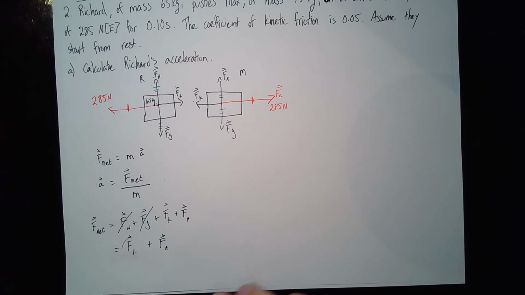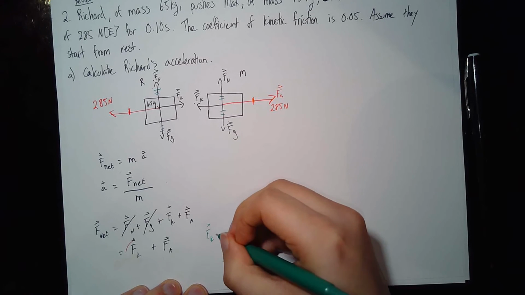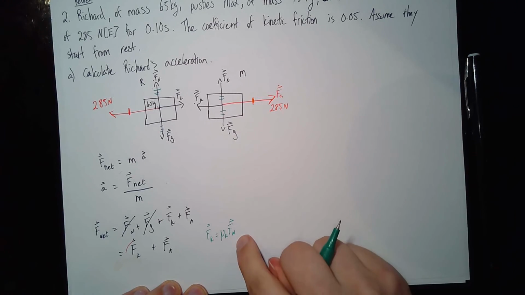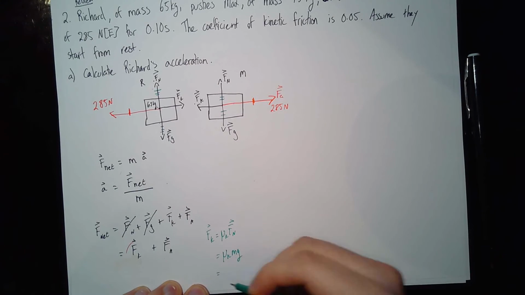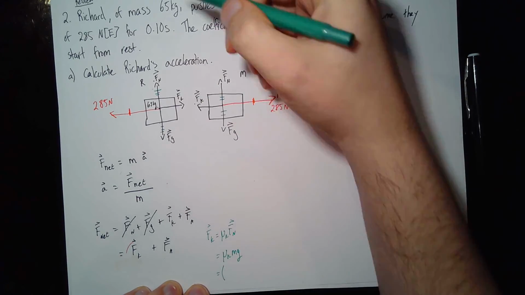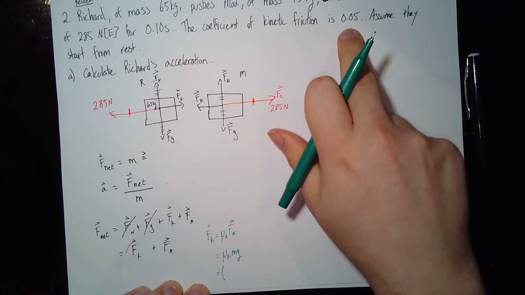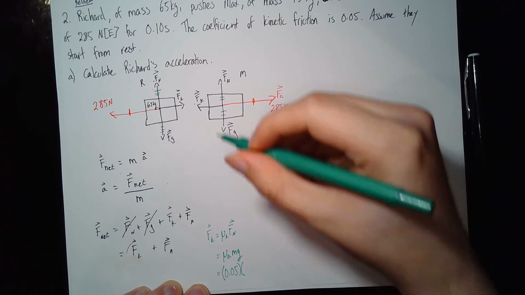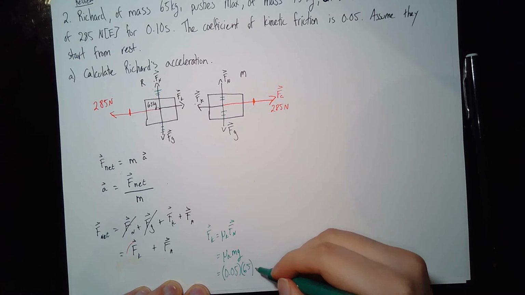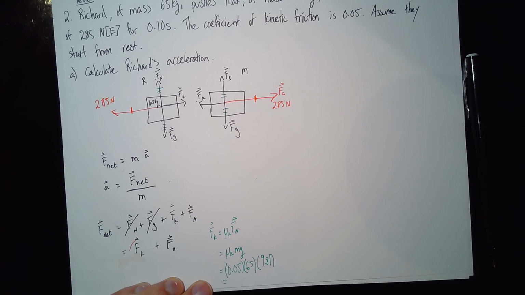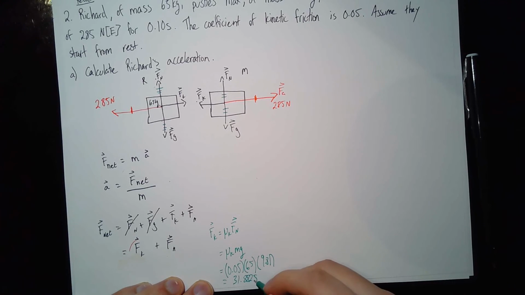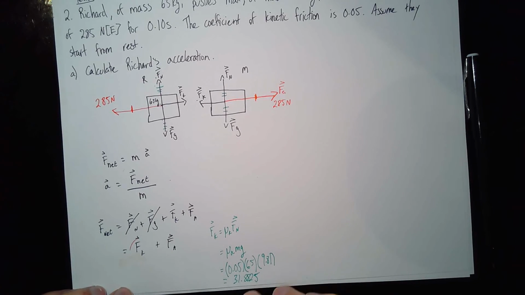And the force of kinetic friction, as usual, is going to be equal to mu k times the normal force. And we know that the normal force is equal to mg in this case. So this is going to be equal to mu k mg. And so now we just really have to put our numbers in. So mu k is 0.05. Our mass is 65 kilograms, and g is 9.81. You put that into your calculator, and you get 31.8825. And for now, I'm going to keep my numbers. I will round them at the very end.